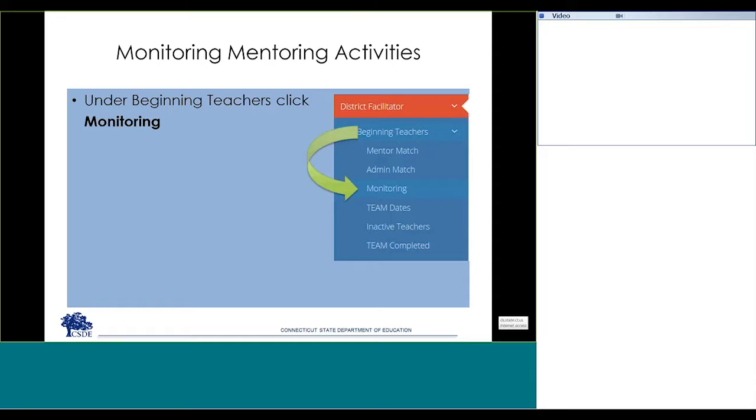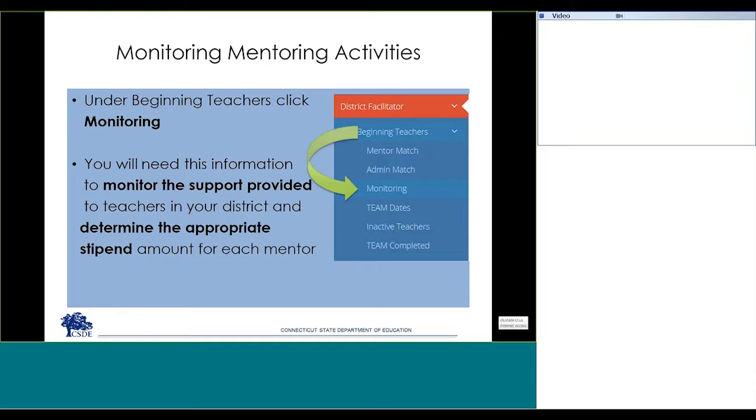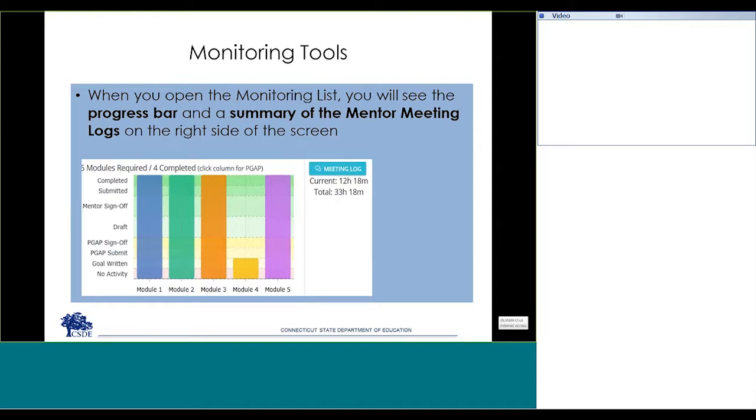So on your dashboard under beginning teachers, you'll see monitoring. This is the information where you're going to determine whether or not teachers and mentors have been meeting for the specified amount of time and whether or not there's appropriate mentorship being provided. When you open up your monitoring tools, you'll see a summary of the progress that's been made. I don't know about you, but I love the new visual that we have. I think it's so much easier to really get a picture of how teachers and mentors have been working together.